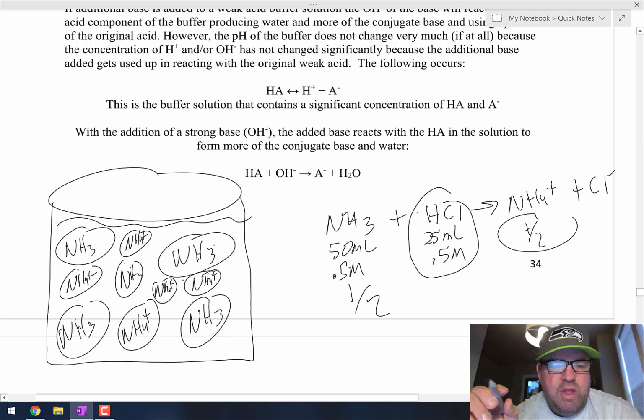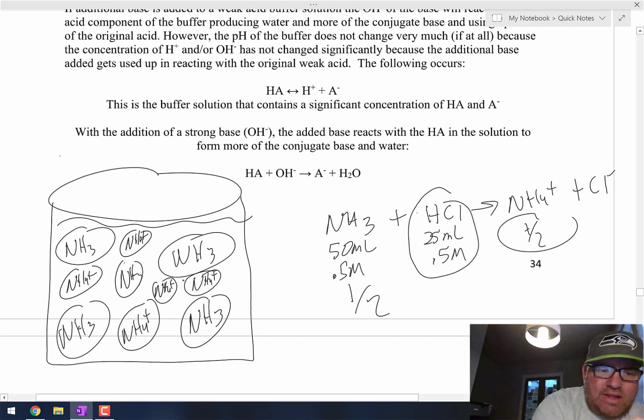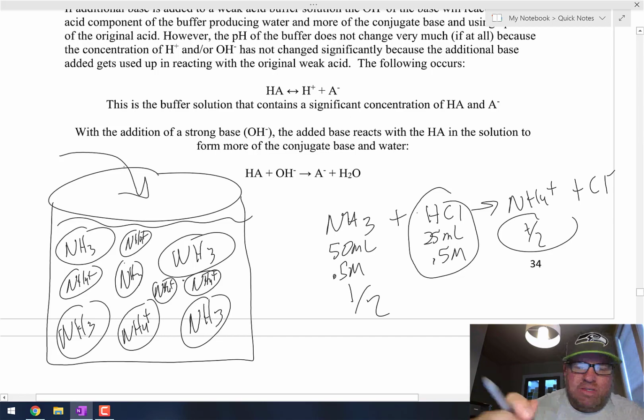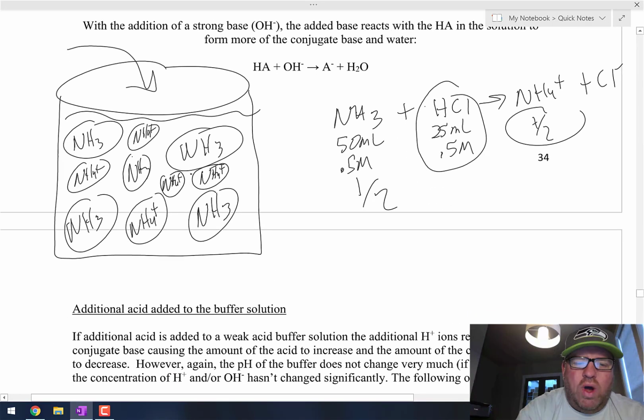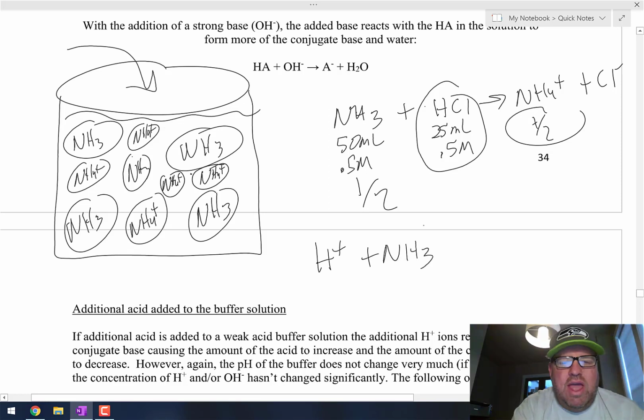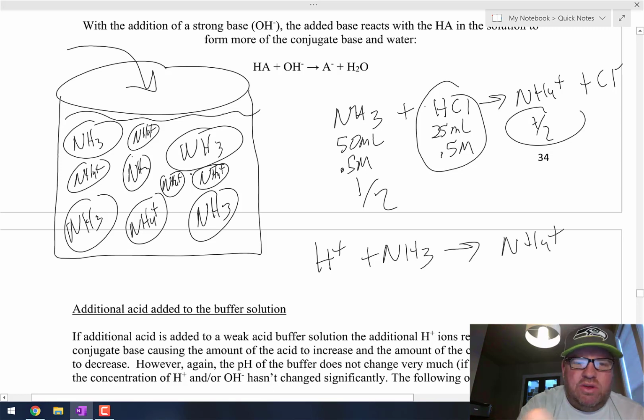If I start to add some strong acid to that, what's the reaction going to do? Well, the H+ that I add is going to react with the NH3 to form more NH4+. So all of this NH3 is slowly going to start to turn into NH4+. And what does the pH do? Not much.